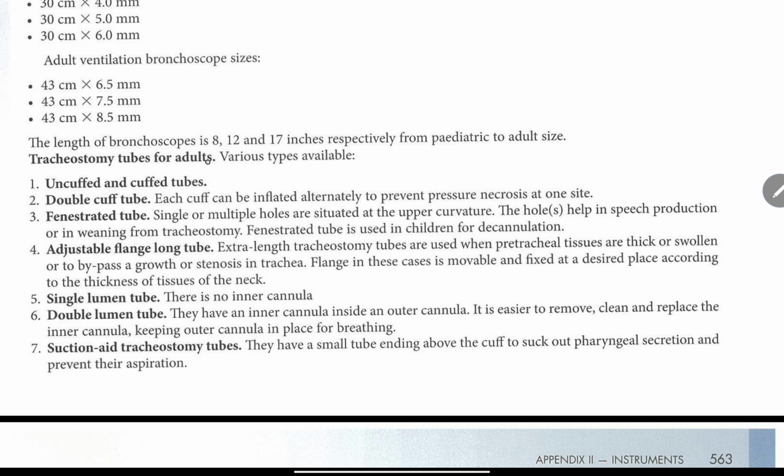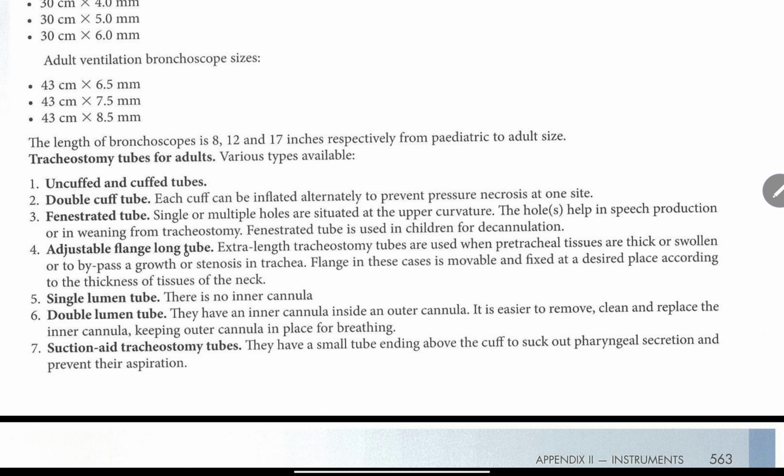Tracheostomy tubes for adults. Various types available: uncuffed and cuffed tubes, double cuffed tubes. Each cuff can be inflated alternatively to prevent pressure necrosis at one side. Fenestrated tube: single or multiple holes are situated at the upper curvature. The holes help in speech production or in weaning from tracheostomy. Fenestrated tube is used for children for decannulation.